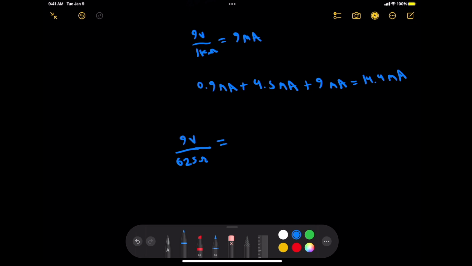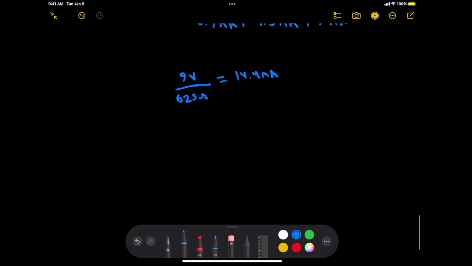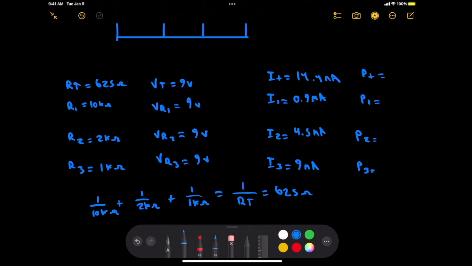So let's put that in our calculator. 9 divided by 625 is going to be equal to 14.4 milliamps. So we are right with our prediction. Moving on to power, it's going to be the same idea. We're just going to multiply the voltage by the current to get the power. So let's just do that on our calculators.